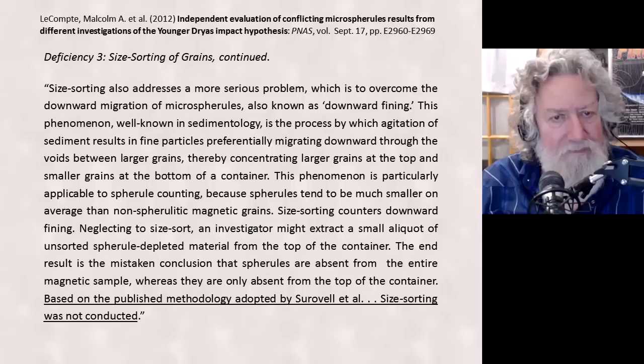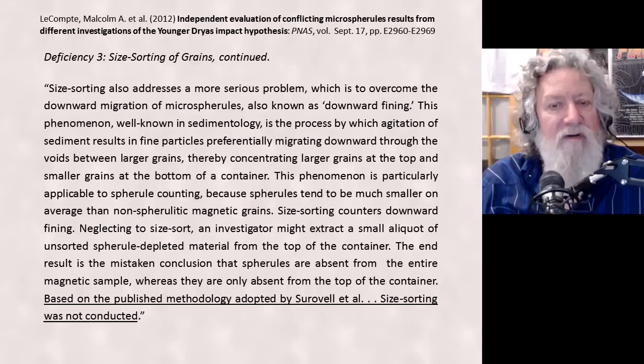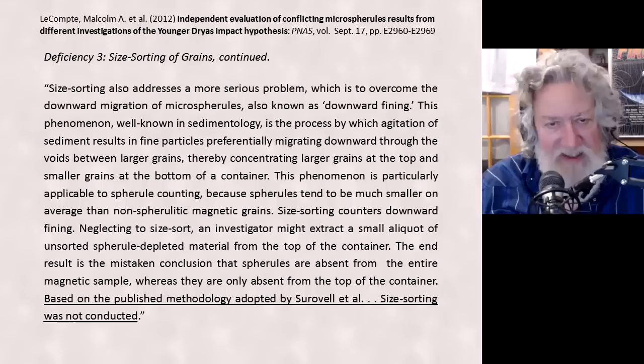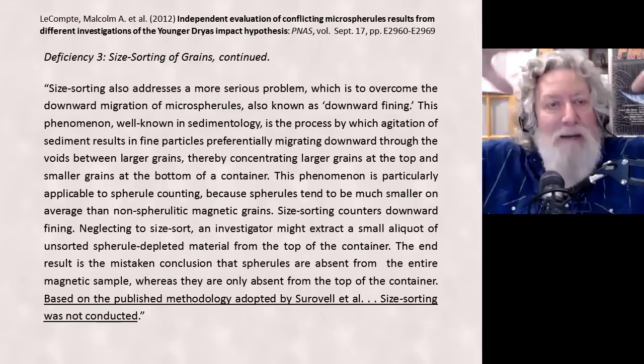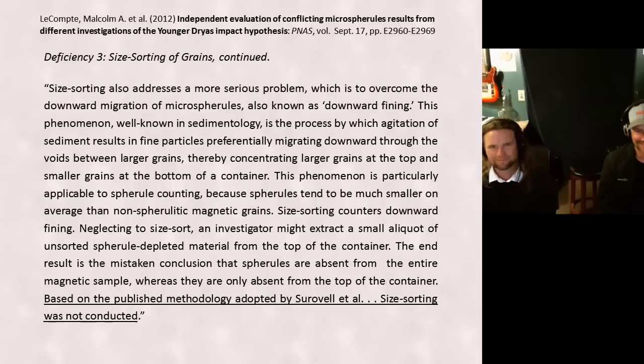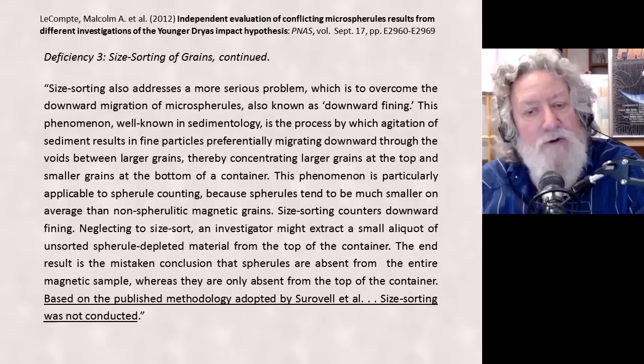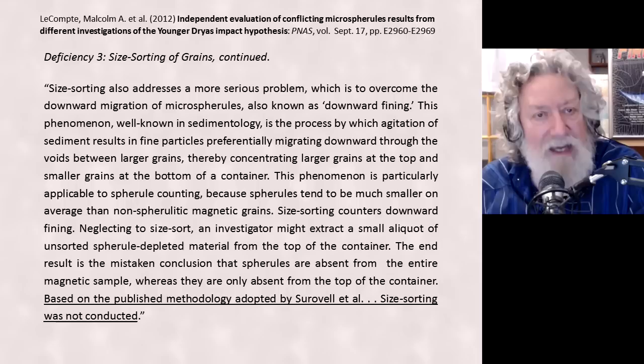So the LeCompte team points out that size sorting also addresses a more serious problem, which is to overcome the downward migration of microspherals, also known as downward fining. This phenomenon, well known in sedimentology, is the process by which agitation of sediments results in fine particles preferentially migrating downward through the voids between the larger grains, thereby concentrating larger grains at the top and smaller grains at the bottom. Common sense. Panning for gold. That's how it works. Yeah, exactly. Nuggets come to the top. So this phenomenon is particularly applicable to spheral counting, because spherals tend to be much smaller on average than non-spherule magnetic grains. Size sorting counters downward fining.